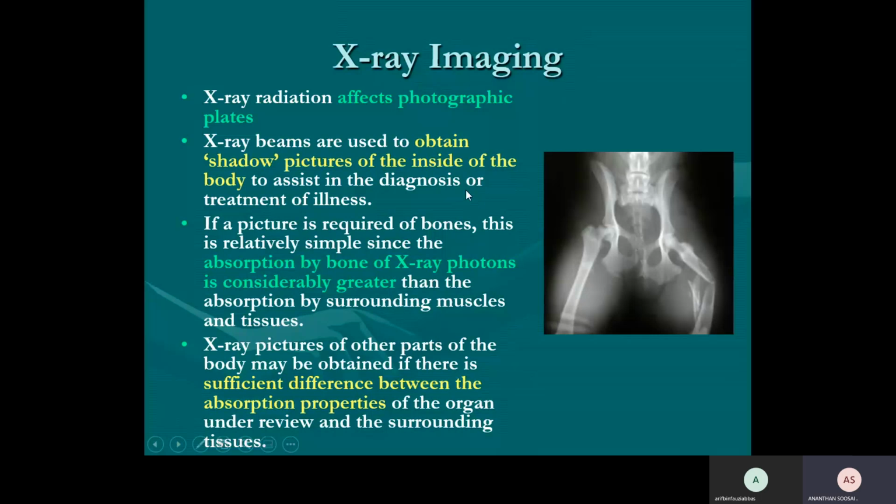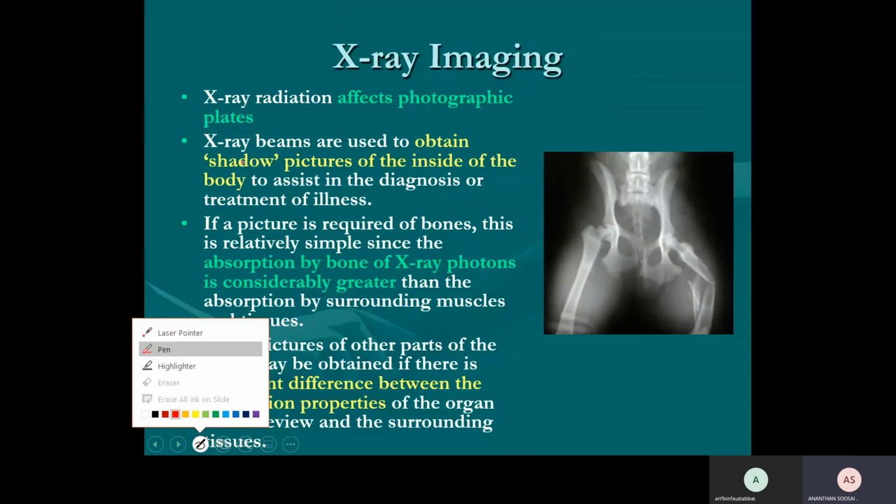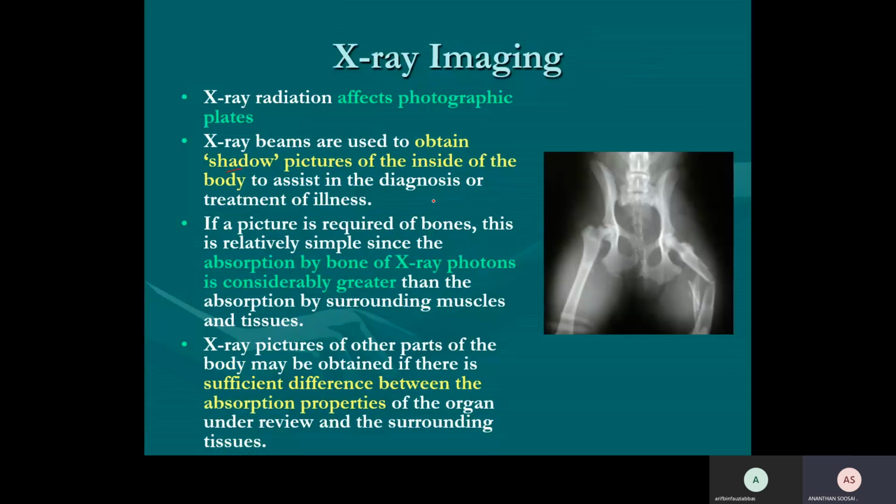X-ray radiation affects the photographic plate, so we use a photographic plate to get the imaging. It's actually a shadow image. The image on the photographic plate is a shadow image, a picture of the inside of the body. When you go for an X-ray, they put the photographic film at your back. So shadow image pictures of the inside of the body are used for diagnosing. So this is the picture.